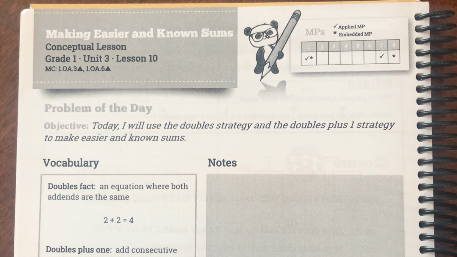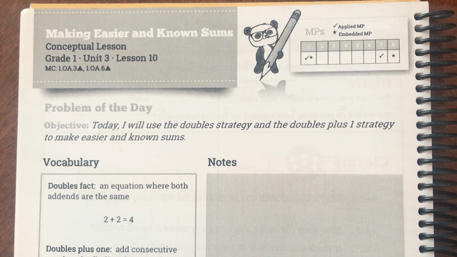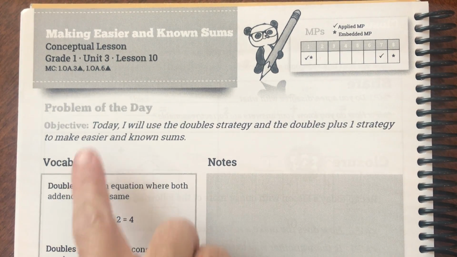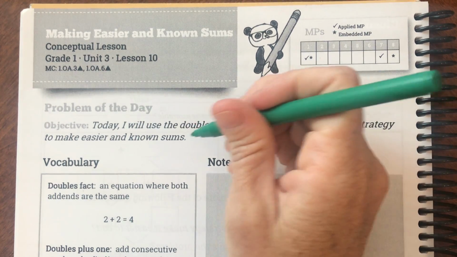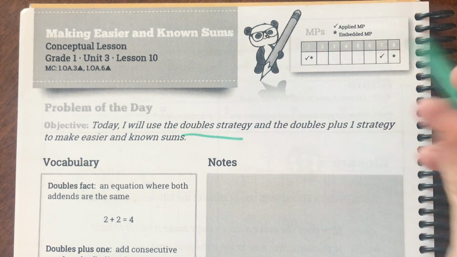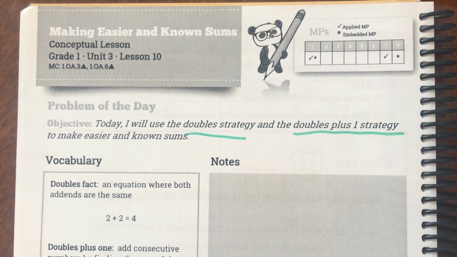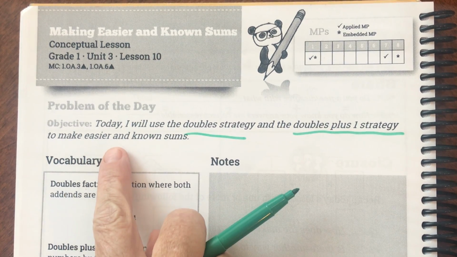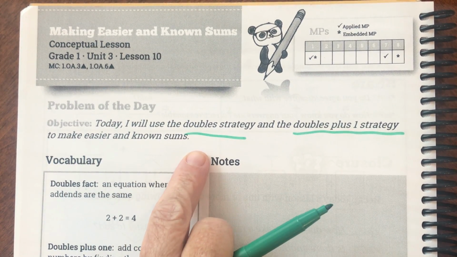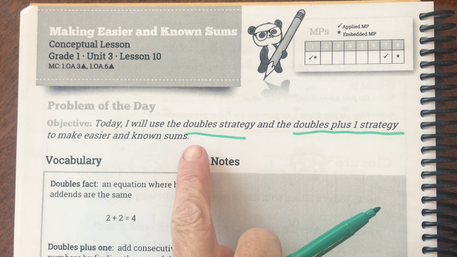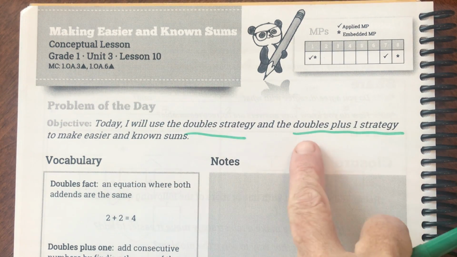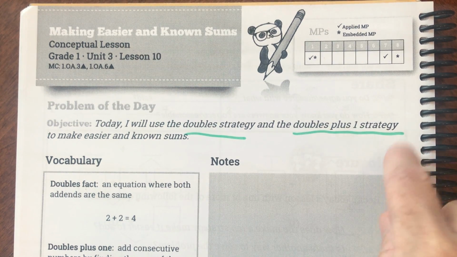Today we are on page 195, and our objective today says, today I will use the doubles strategy and the doubles plus one strategy to make easier and known sums. So we're moving on to something new today. We're going to be using something called the doubles strategy and the doubles plus one strategy.